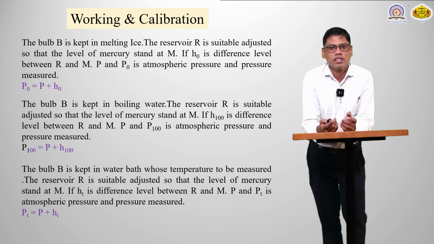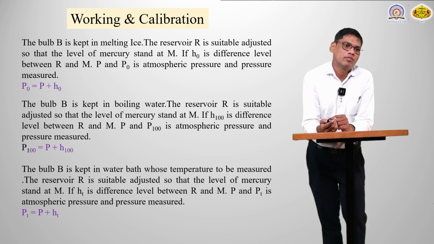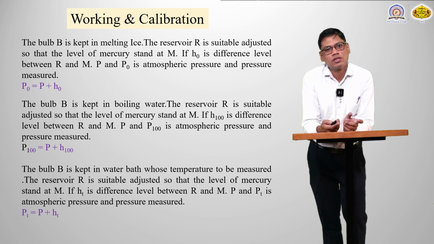So we will get H0, the difference in level between R and M, and P0 is the atmospheric pressure, with the pressure measured at the melting point of the ice. This is given by the equation: the total pressure P0 = P + H0. Again, we put this bulb in boiling water, and the reservoir is adjusted to the level M.